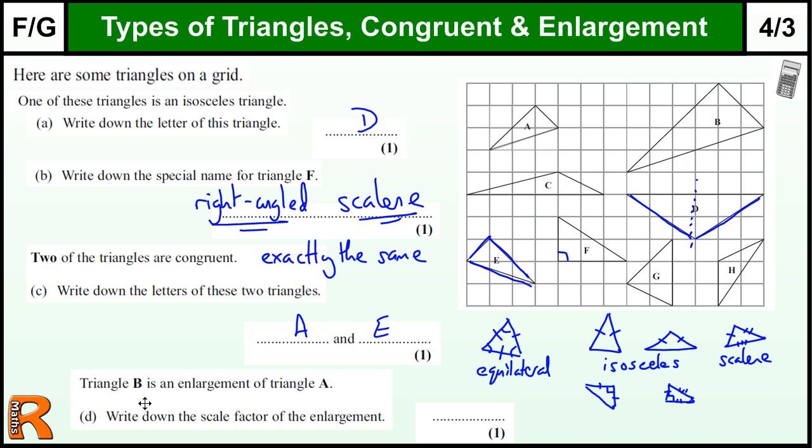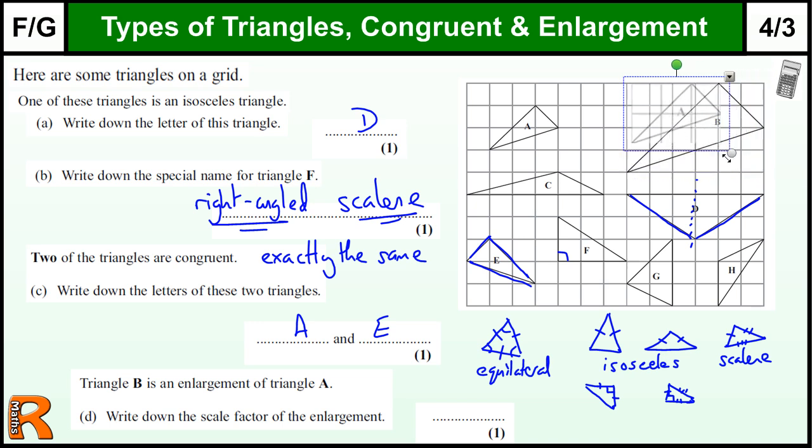Okay, so in question D, we are told that triangle B is an enlargement of triangle A. So B is a bigger version of A. What we've got to do is write down the scale factor of the enlargement. Now the scale factor is just how many times bigger B is than A. So if I just take a little copy of A and show you that it fits nicely onto B when it's enlarged, so I make that bigger, we can see there's pretty much a perfect match for B.